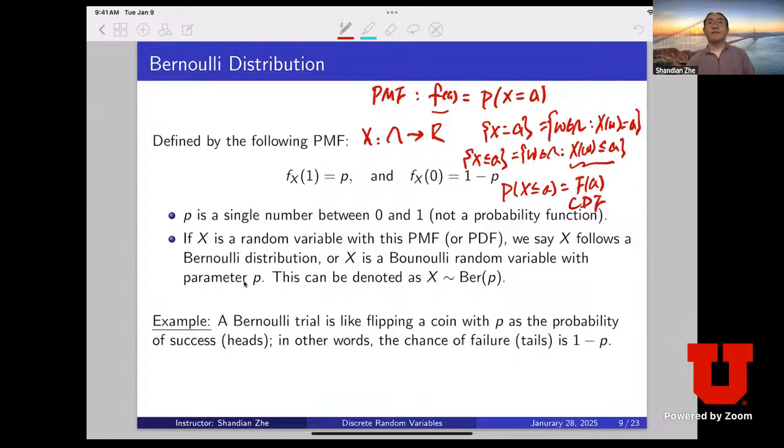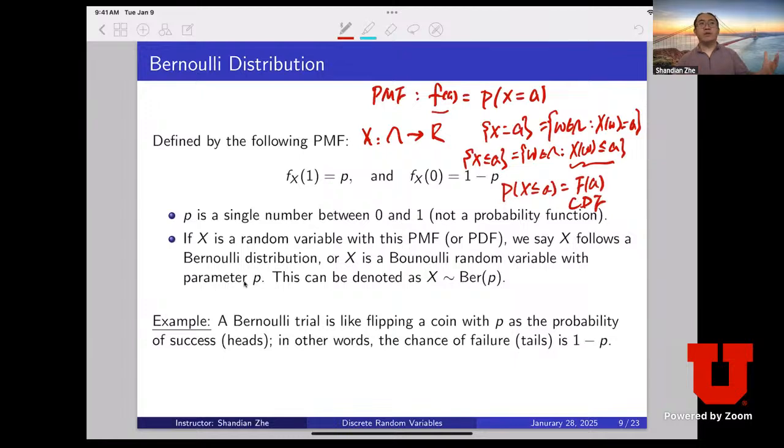Does it make sense? Right? So just be crystal clear. What is the probability mass function? What is the cumulative distribution function? They're just the probability of two types of events.